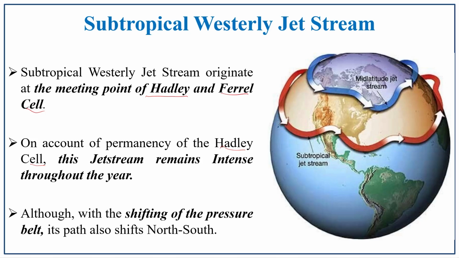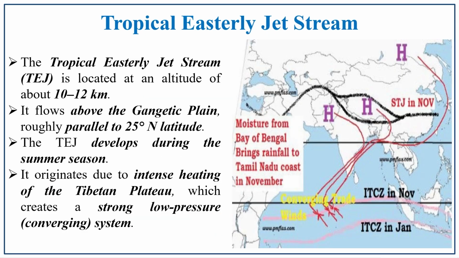The Hadley cells are not disappearing; they are permanent in nature. Because of this permanency, this jet stream is intense throughout the year. All through the year this jet stream will be prevailing, although with the shifting of the pressure belts, its path will shift north and south. This shift north and south is mainly because of the apparent movement of the sun.